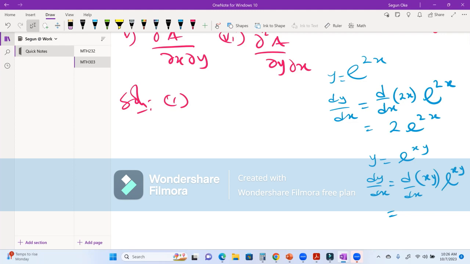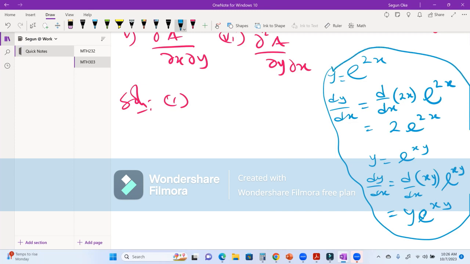Y exponential xy. That is it. Y exponential xy. I just digress to explain this to us, so that by the time we'll be using it, you will not say, where is this guy getting it? This is where it comes from. So now let's solve the problem.